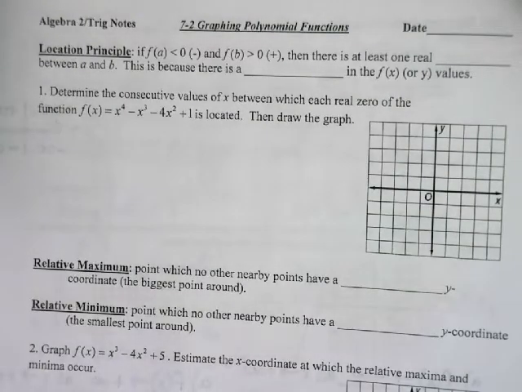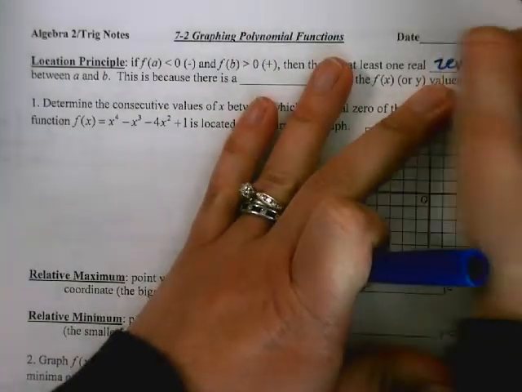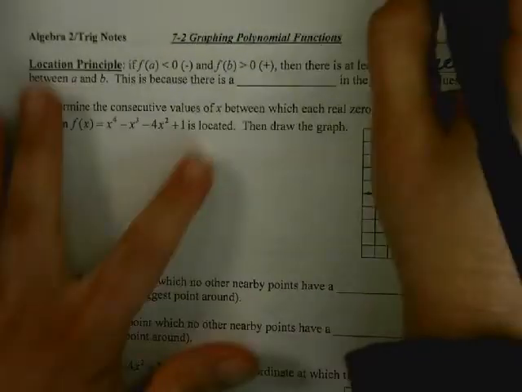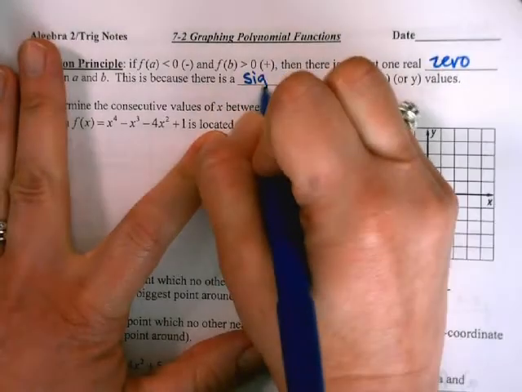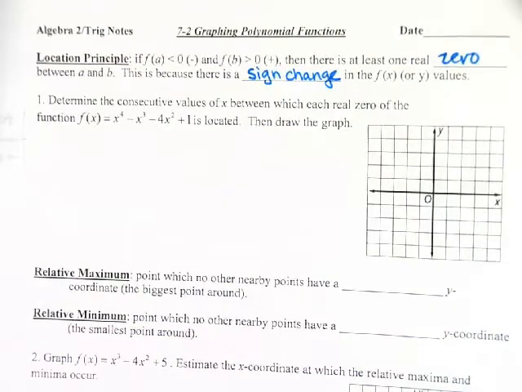Okay, so the big thing about 7-2 is, there's two things. The first one is the location principle. And the location principle just says, if my function is negative at A, and then positive at B, then there's at least one real zero between A and B. That's because there's a sign change in the f of x or the y values.